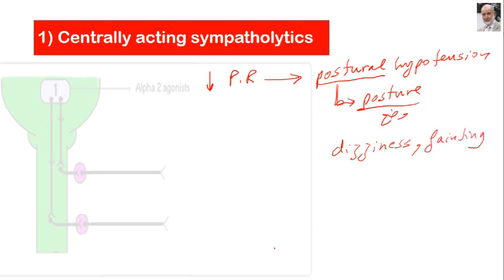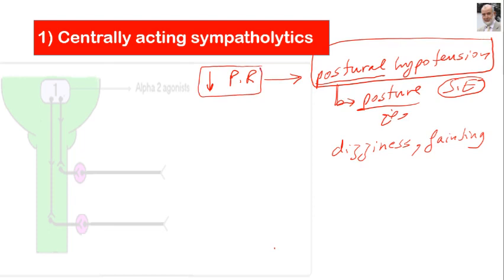Dizziness and fainting. Therefore, is postural hypotension a good effect or a bad effect? It is a bad effect, therefore it is a side effect. It is a very common side effect of these drugs. These drugs are able to produce postural hypotension. Why? Because they decrease the peripheral resistance. In that case, when the person changes his position, he will suffer from postural hypotension. Okay? This is a very common side effect.